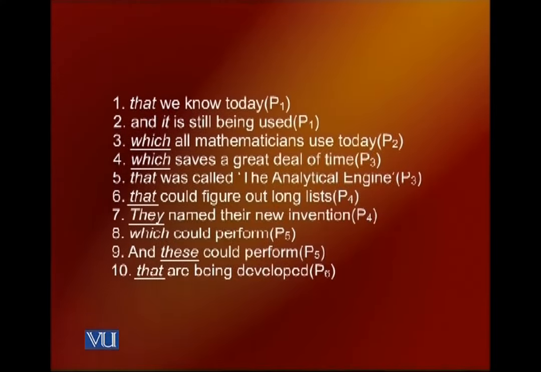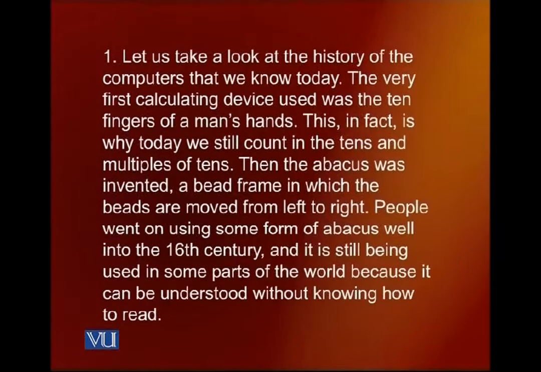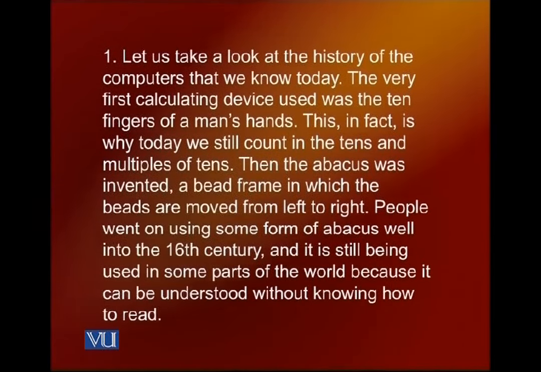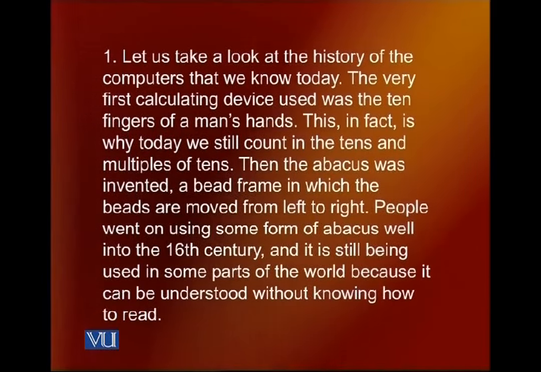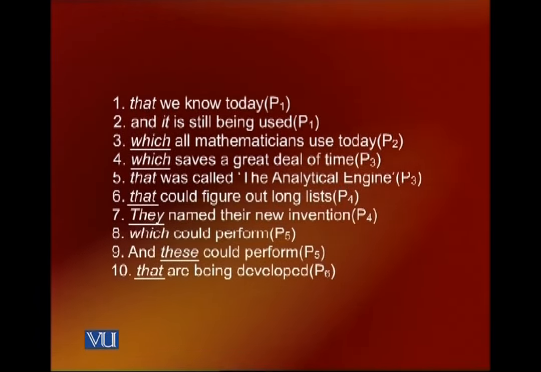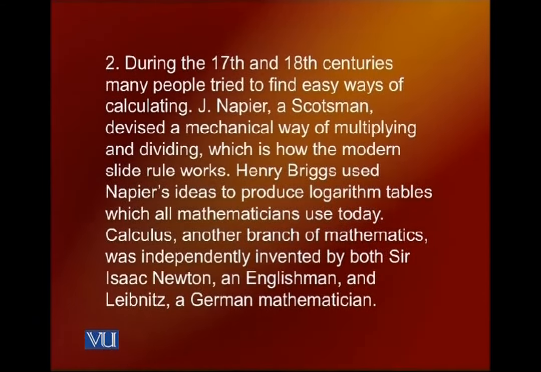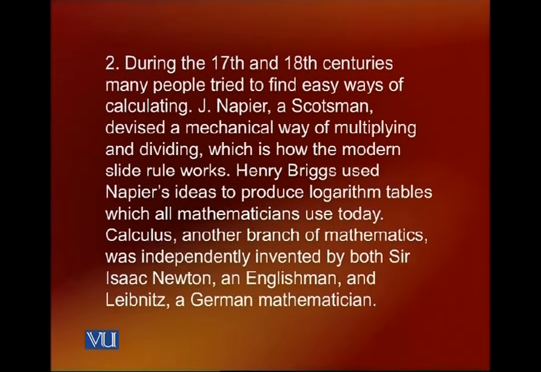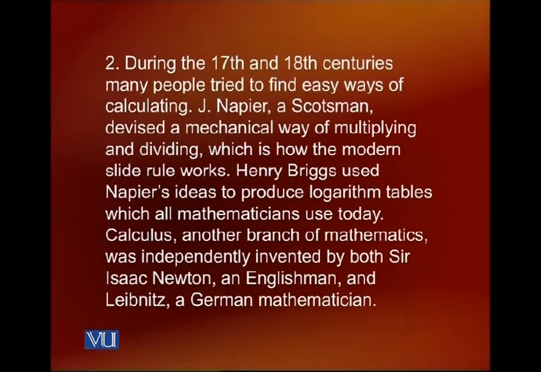Number two, and it is still being used, the word in italics is it. What does it refer to? It refers to the abacus. The abacus that is still being used, although it was invented way back in primitive times. Number three, which all mathematicians use today. And the word that has been italicized is which. What does which refer to? Which refers to the logarithm tables which all mathematicians, even today, are using.